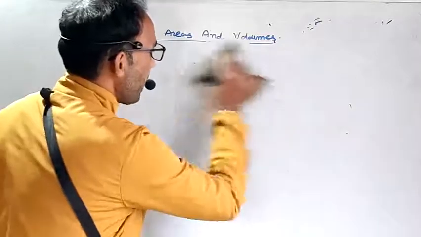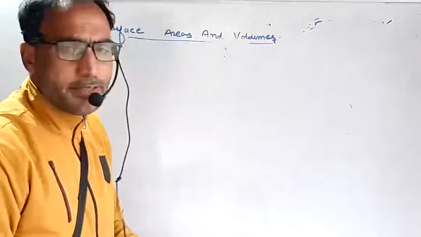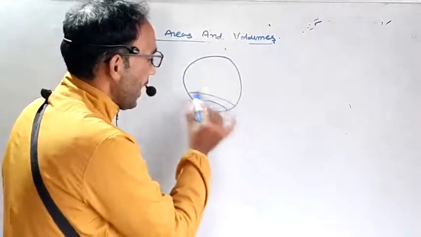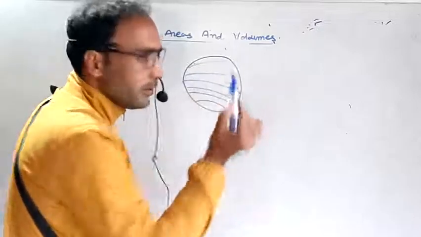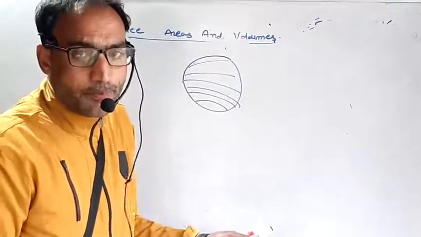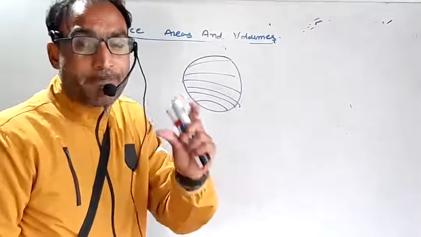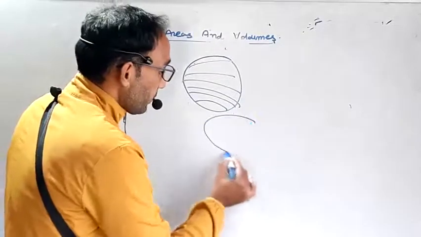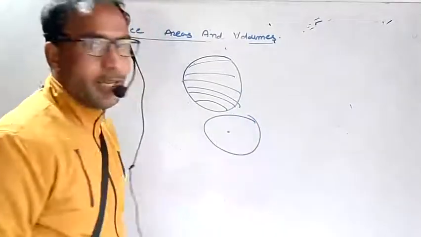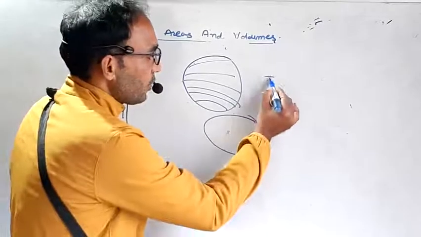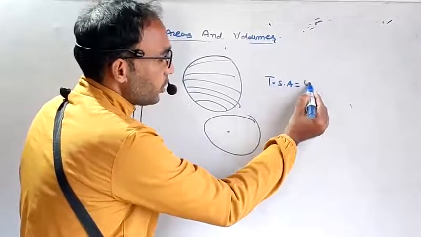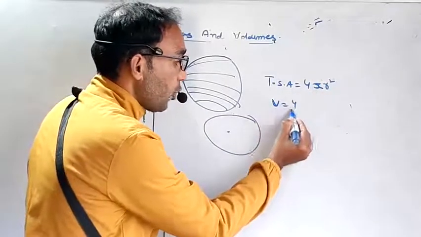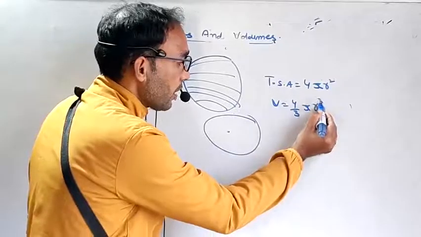Now we will take one more solid. The solid is sphere, yani like a ball, not a circle, because circle is plane figure and ball is a solid figure. Now, if you have to determine its total surface area, this is equal to 4 pi r square. And its volume equals to 4 upon 3 pi r cube.